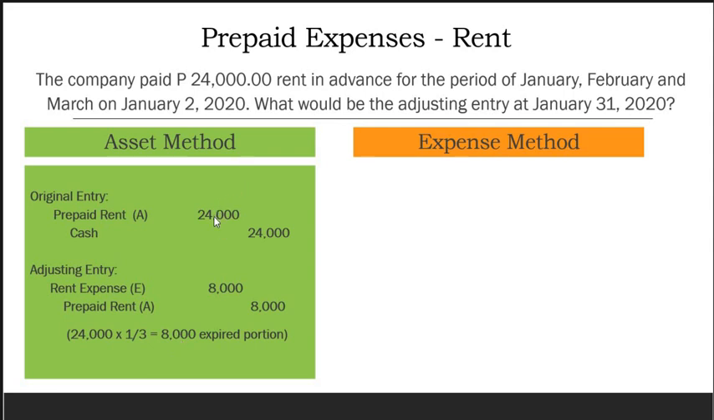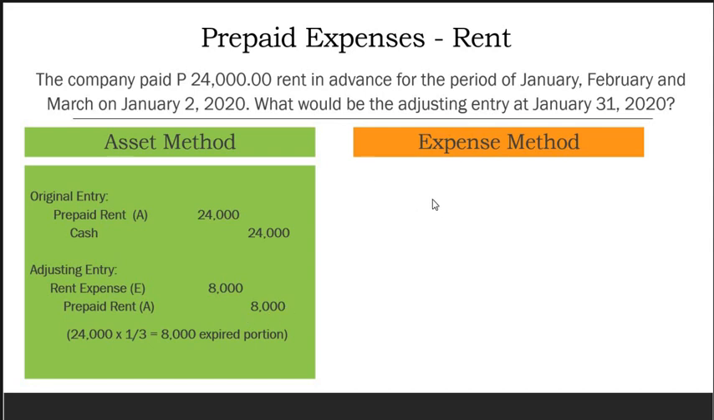So again, observe, kapag asset method ang ginamit, class, kapag mag-prepare ka na ng adjusting entry, ang hanapin nating amount ay yung expired portion. So yung portion na expense. Okay? So ang entry natin ay debit rent expense at 8,000, credit prepaid rent at 8,000.